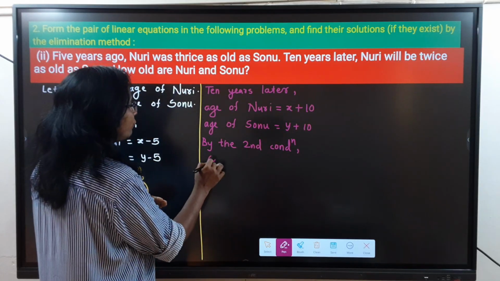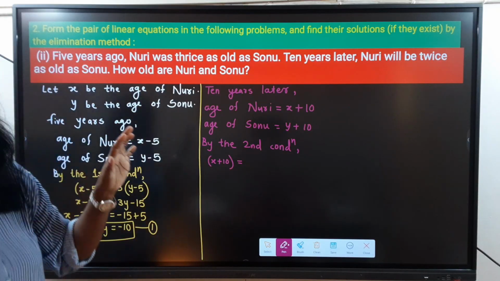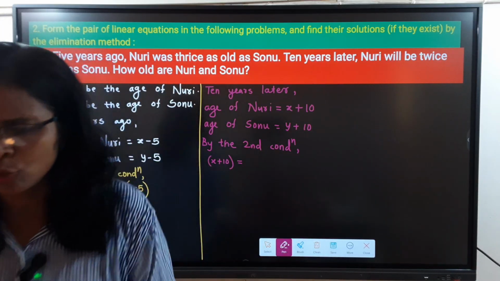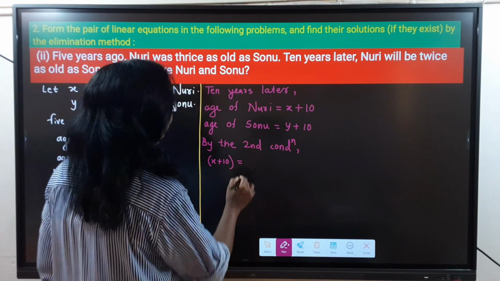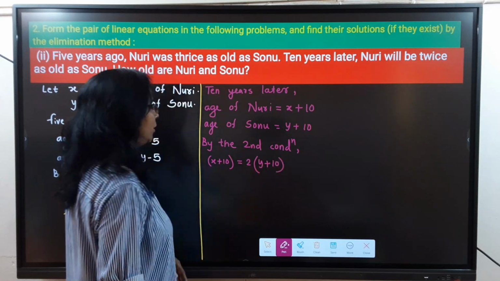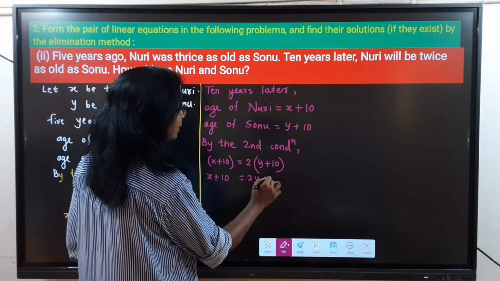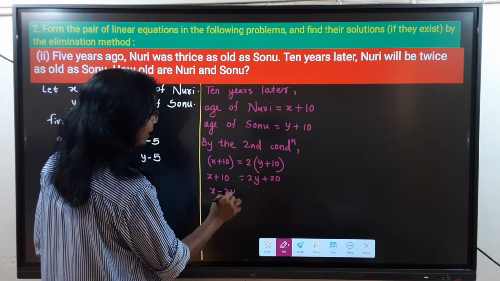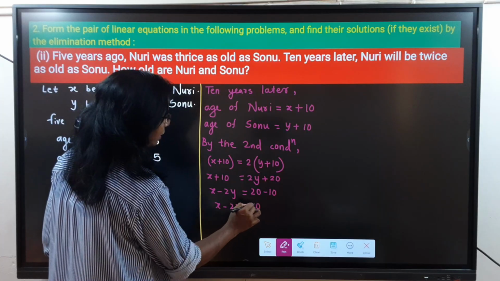So the age of Nuri, x plus 10, will be equal to twice as old as Sonu. Twice means 2, and the age of Sonu is y plus 10. So now simplify this equation. x plus 10 is equal to 2y plus 2 10s are 20. So x minus 2y is equal to 20 minus 10. So x minus 2y is equal to 10.